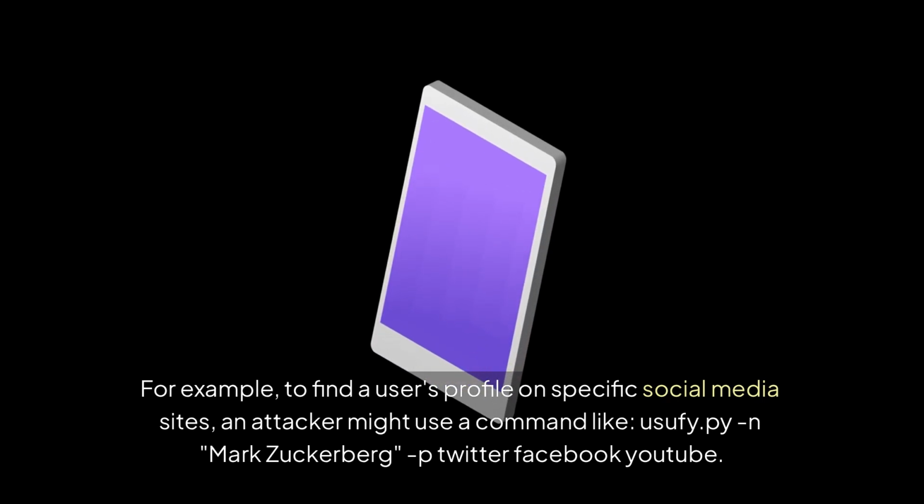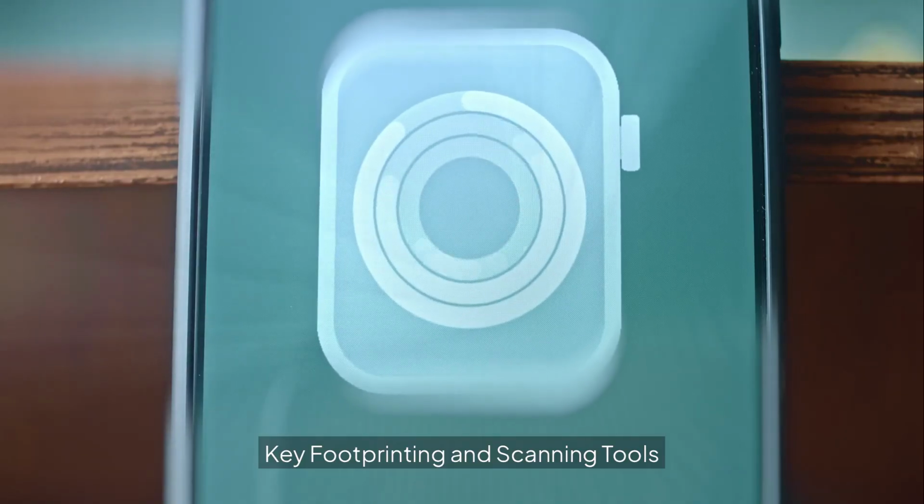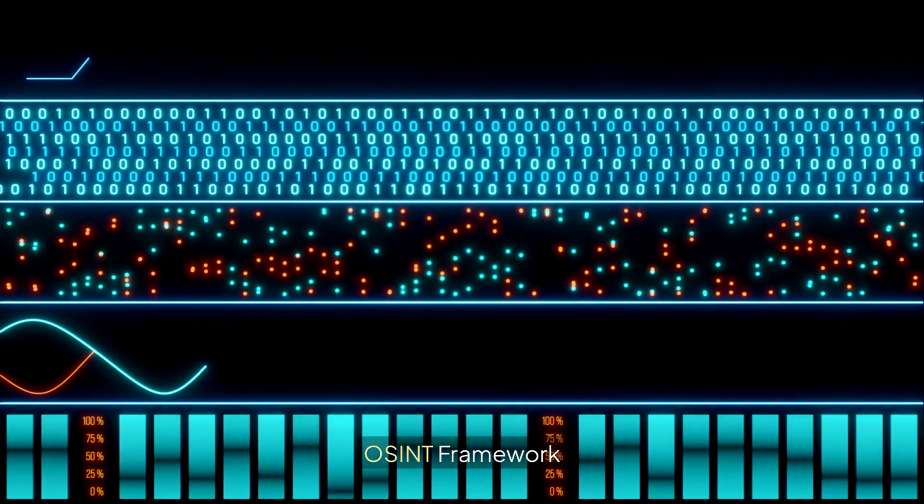For example, to find a user's profile on specific social media sites, an attacker might use a command like "usify.pi -n Mark Zuckerberg -p Twitter, Facebook, YouTube." Key footprinting and scanning tools: OSINT Framework.